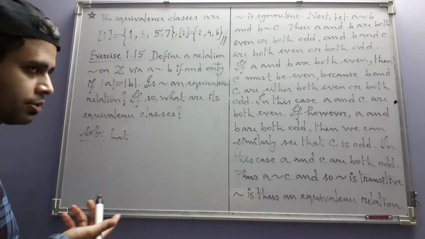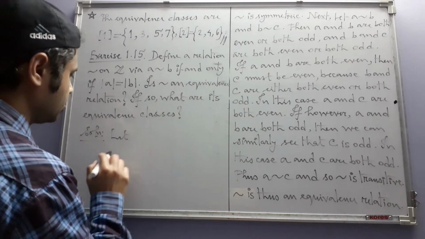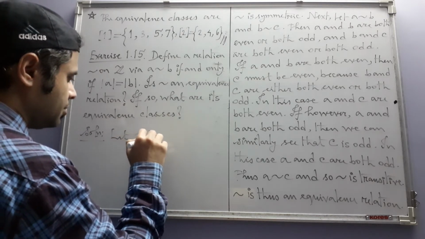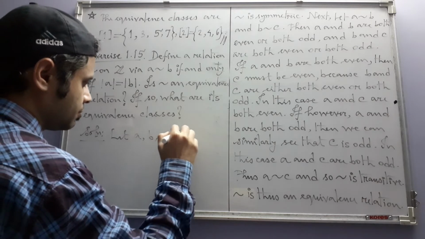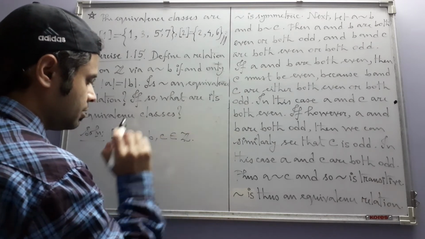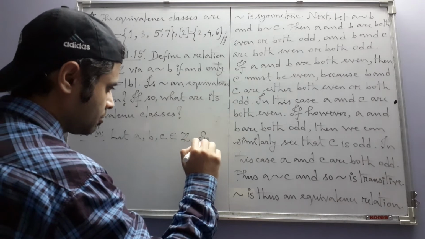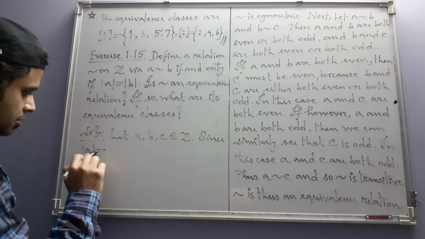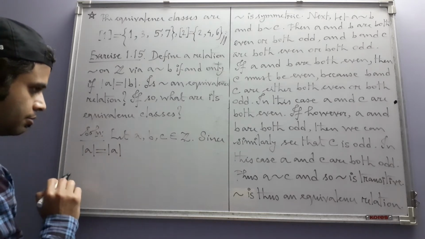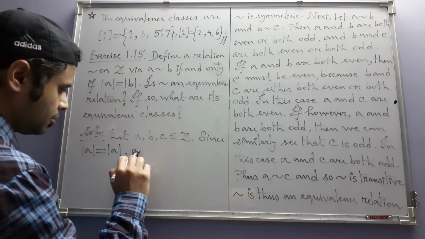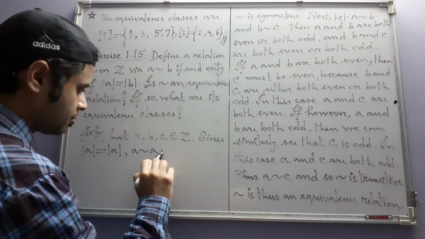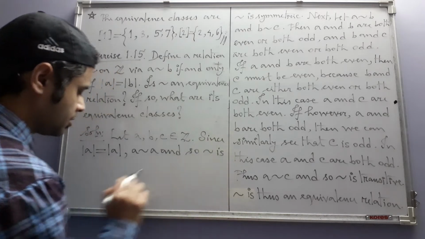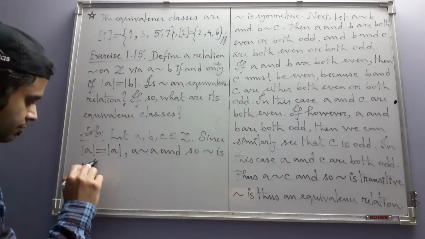This also, you can almost see that it will be an equivalence relation. Let A, B and C be any three integers. Since this equation is trivially true, A is related to A, and so the relation is reflexive.